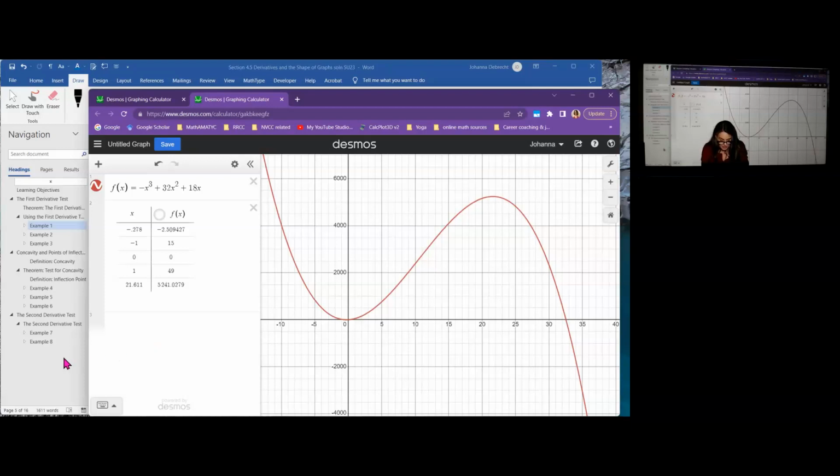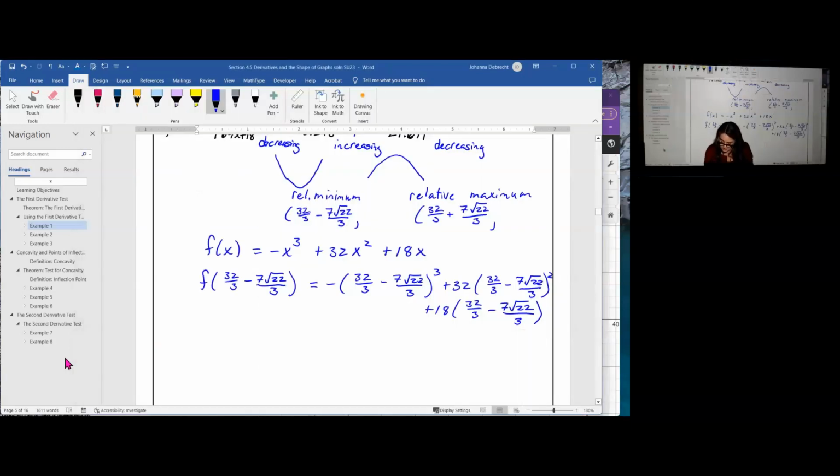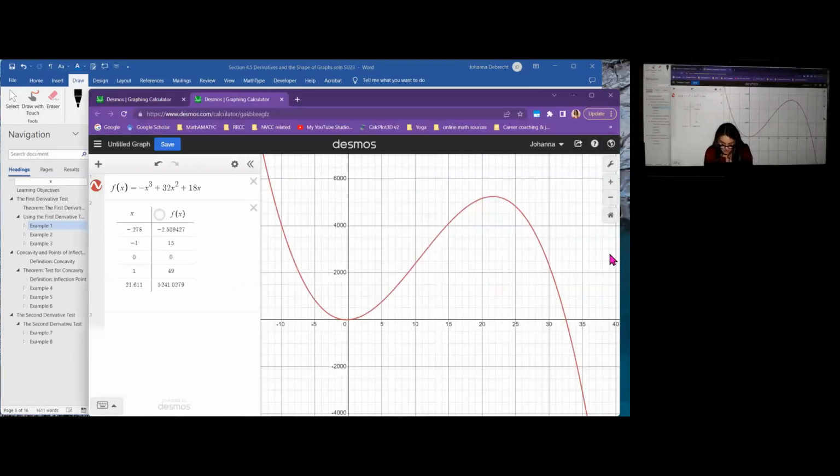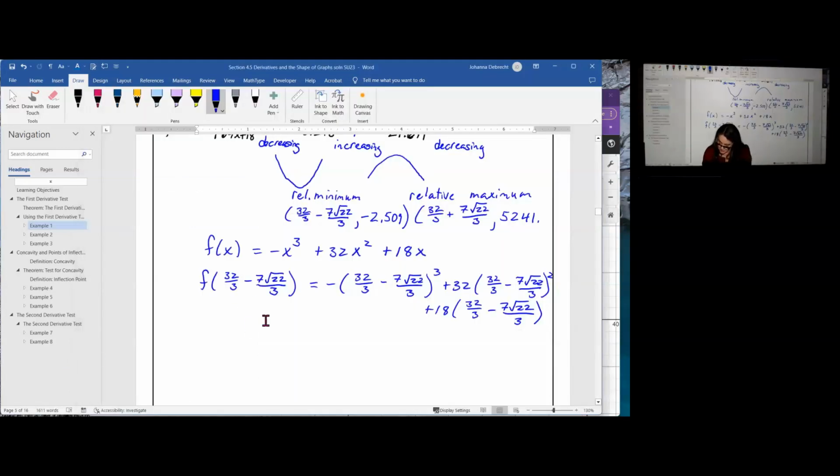Let's go ahead and write in our approximations. Negative 2.509 and 5,241.03. On an exam, I will give you one where the values are nicer and it's not so complicated to find.